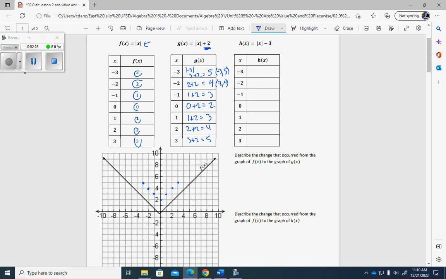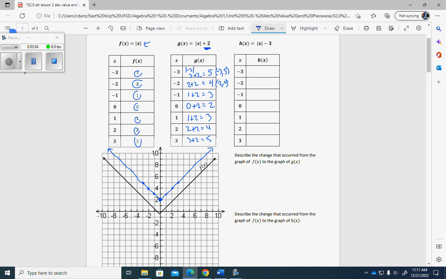Now you need to remember that this table would go on forever, which means this function is going forever upward in both the right direction and the left direction, because we learned yesterday that absolute value functions always make a V. If you get something other than a V, you made a mistake. This point here, the turning point or the vertex, is very important because it shows us where the point of our V is.